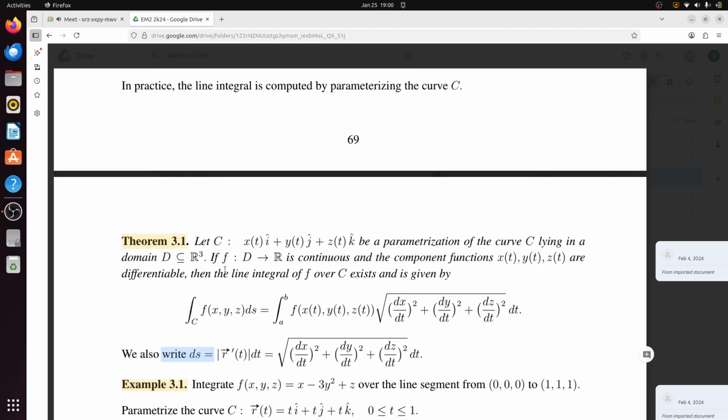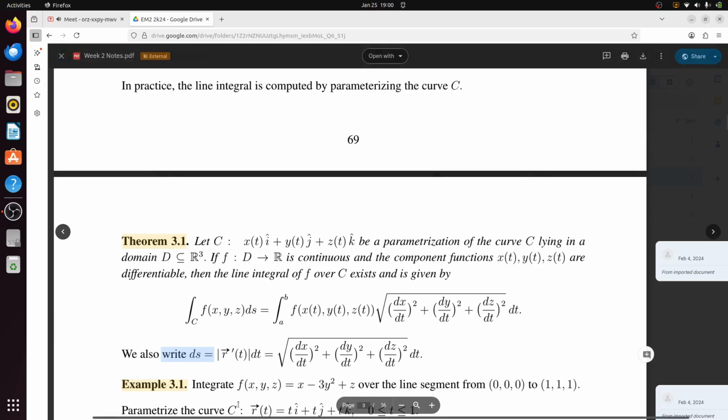We write this ds as the modulus of r prime. This arrow means vector and this prime means dr/dt, and then its magnitude. The dr/dt vector will be dx/dt i cap plus dy/dt j cap plus dz/dt k cap, where i, j, k cap are the unit direction vectors towards the x, y and z axes. Then its magnitude will be square root of (dx/dt) whole square plus (dy/dt) whole square plus (dz/dt) whole square. Okay, I hope this theorem is clear to you.